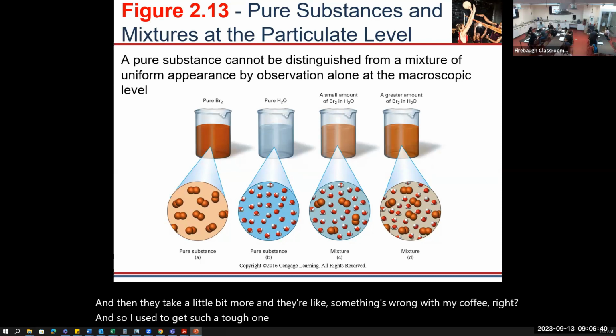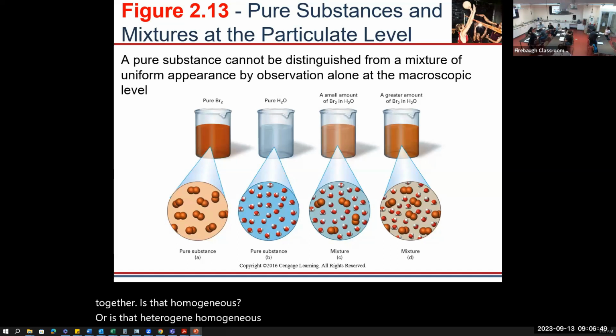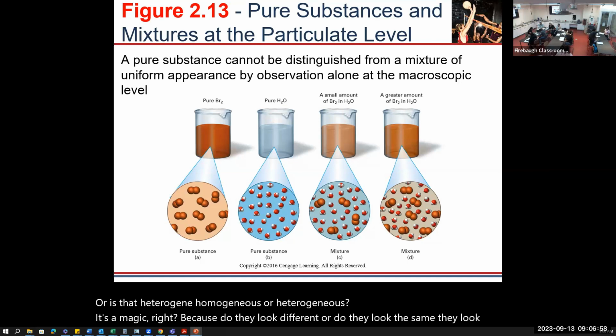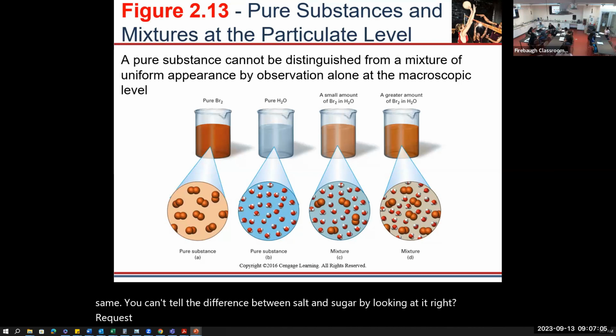So in that situation, that salt and sugar added together, is that homogeneous or is that heterogeneous? Homogeneous or heterogeneous? It's homogeneous, right? Because do they look different or do they look the same? They look the same. You can't tell the difference between salt and sugar by looking at it, right? Everybody's like, I can't. You cannot. I will grind up that salt so it looks just like that sugar, right? You can't tell the difference.